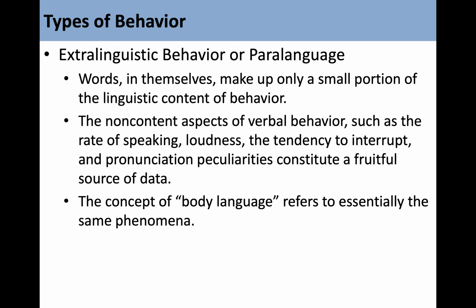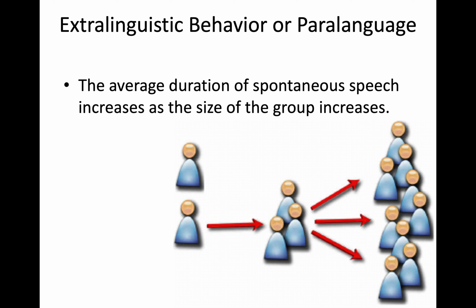One of the things I notice is that a lot of people from the East Coast, or people from California, talk so fast. This I find fairly irritating. They'll call me on the phone trying to sell me something, and I won't understand what they're saying because they're speaking too fast. And you may see the same thing. The average duration of spontaneous speech increases as the size of the group increases. So the more people you're talking to, the faster you tend to speak.